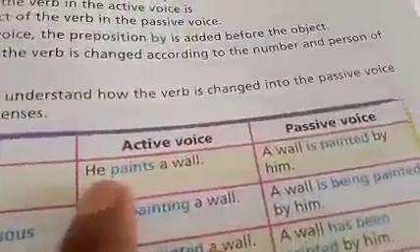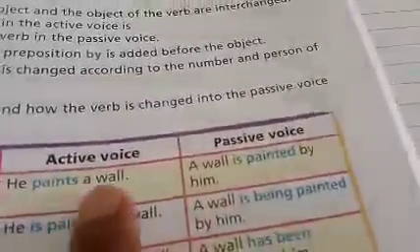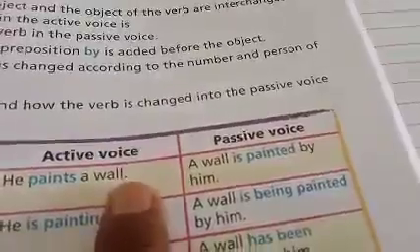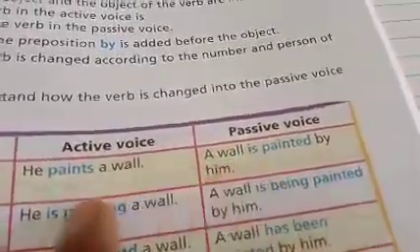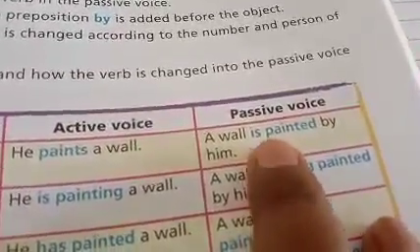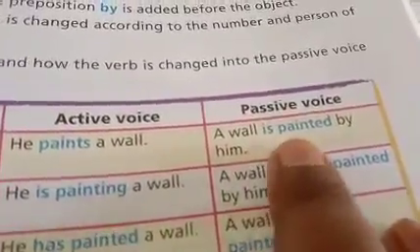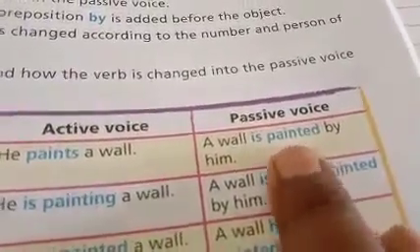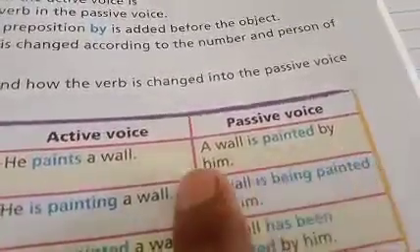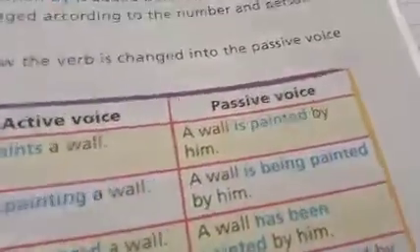You see, he paints a wall. He paints a wall: he is subject, paints is verb, a wall is object. Here a wall will take the place of subject, and it is a simple present tense. In simple present you have to use is, so you will use here the helping verb is, the wall is, and you have to use the third form of the verb, so paints becomes painted, and before the object you have to use by him: a wall is painted by him. Okay, this is the example.